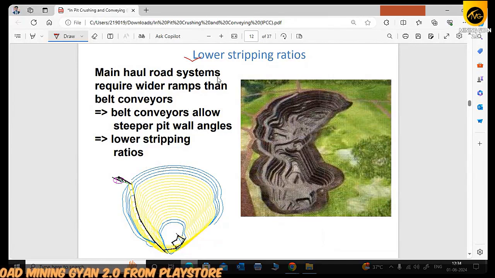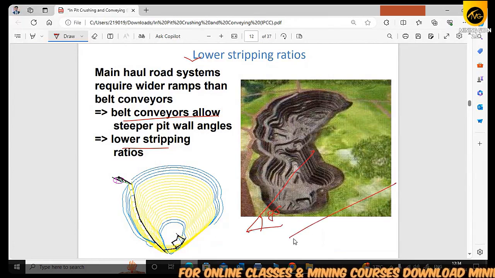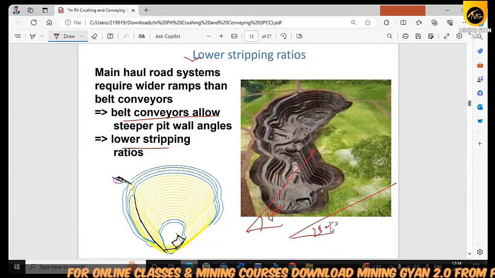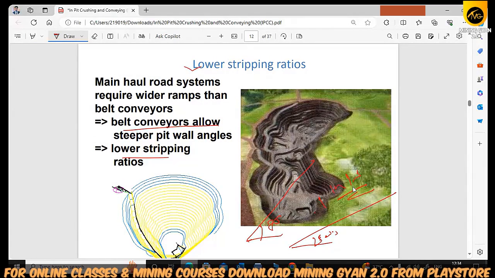The main haul road system requires a wider ramp than the belt conveyor. Definitely, you need a wider ramp. The belt conveyor is allowed a steeper pit wall angle and a lower stripping ratio. Why? Because it can be placed at any gradient, like 70 degrees. But on the haul road it will be placed at 20 degrees or 25 degrees, that is 1 in 16. So these give the lowest stripping ratio.